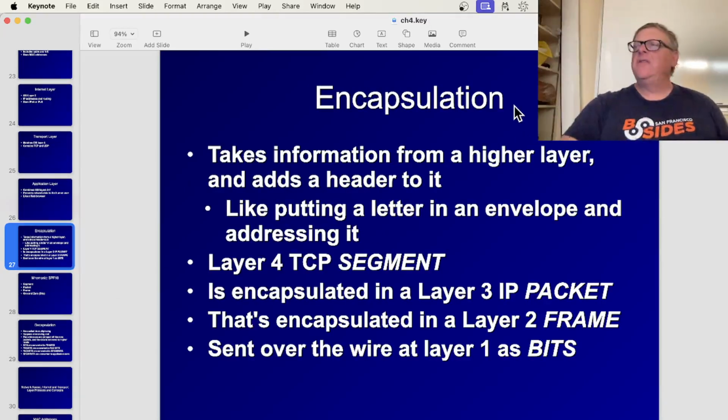So encapsulation is fundamentally used everywhere here. This is like putting a letter in an envelope and addressing it. Everything is encapsulated. So your TCP segment is a piece of something like an image you're trying to send over the internet. That's encapsulated in a layer 3 packet. That's encapsulated in a layer 2 frame, which is sent over the wire as bits.